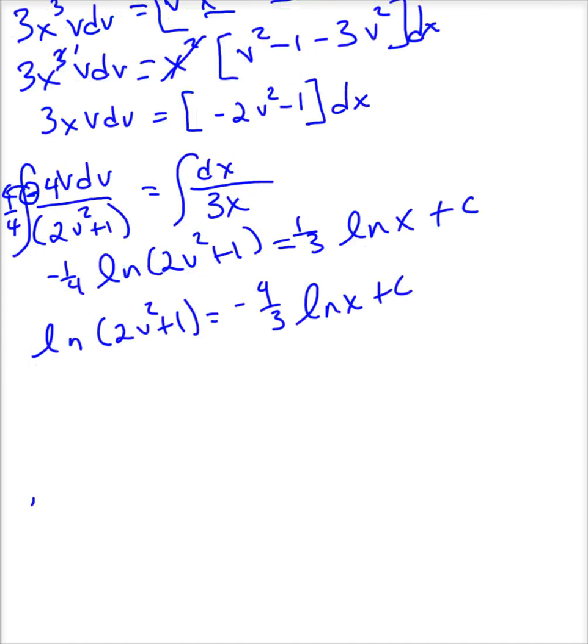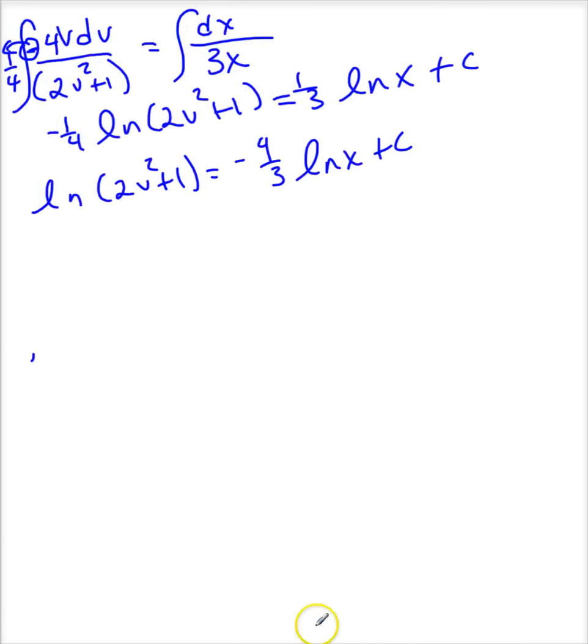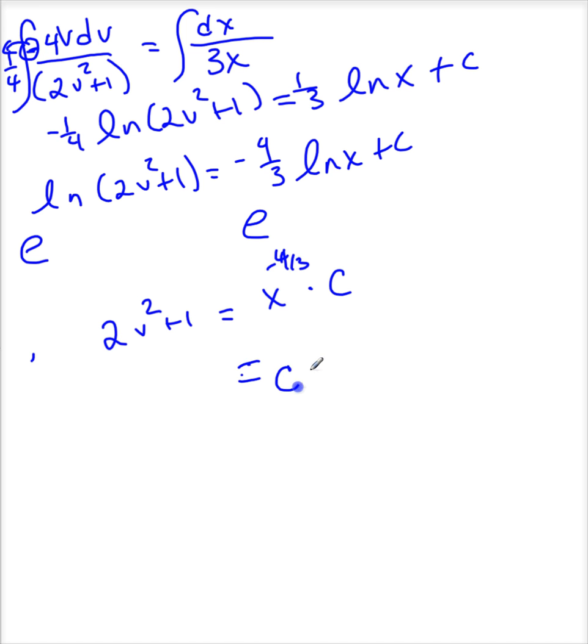So I want to get rid of my x. Let me make this the exponent of e. So I have 2v squared plus 1 is equal to x to the negative 4/3 times a constant. And I don't know what that constant is, but that's all right. So this is equal to cx to the minus 4/3.